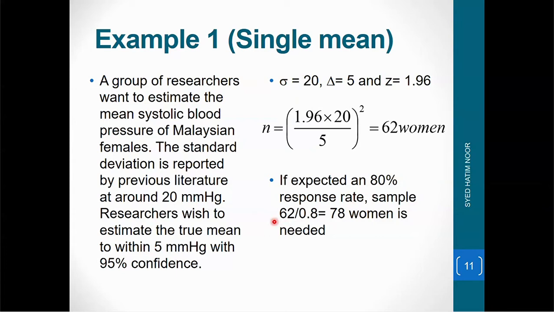That means you calculate your sample size, 62, divided by your response rate, 0.8. So that is equal to 78 women. That means your predetermined sample size will be 78 women. All right, is it okay, single mean?